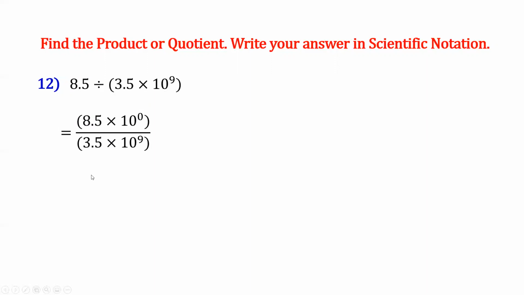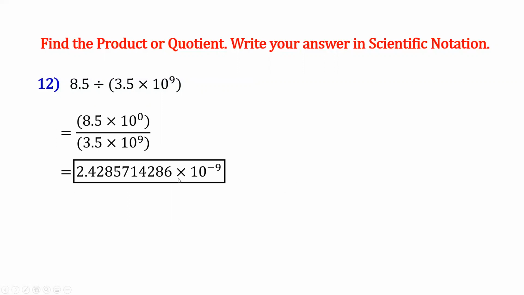8.5 divided by 3.5 is 2.42 and all this other nonsense times 10 to the negative 9. The reason I got negative 9 is I did 0 take away 9. And 0 take away 9 will give you negative 9. And once again, is this answer in scientific notation? Yes, it is. So you can box that, and we're all done with number 12.